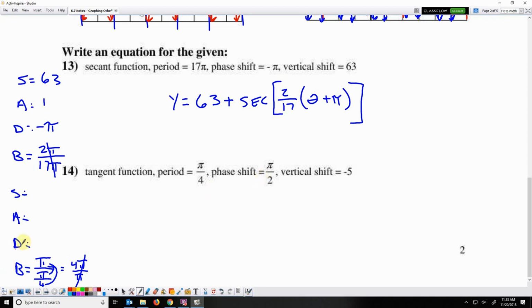Phase shift, displacement, pi over 2. Vertical shift, negative 5. And nothing about a vertical dilation, so amplitude is 1. Y equals negative 5, sinusoidal axis, plus amplitude 1 times tangent, and B, 4, theta, and then opposite of the displacement, minus pi over 2.